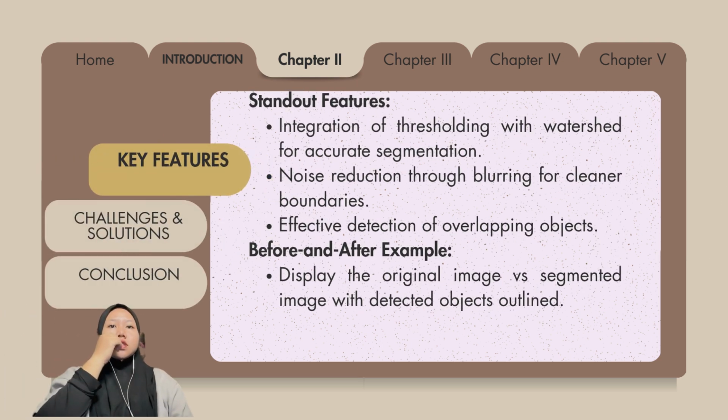Next, for the key features, one of the standout features of our project is how traditional methods were combined to achieve accurate results. Thresholding separates the foreground from the background, blurring reduces noise, and the watershed algorithm helped a lot to handle the overlapping objects.